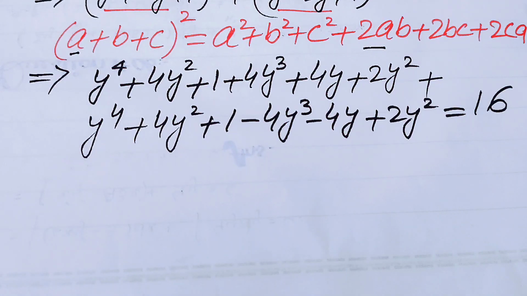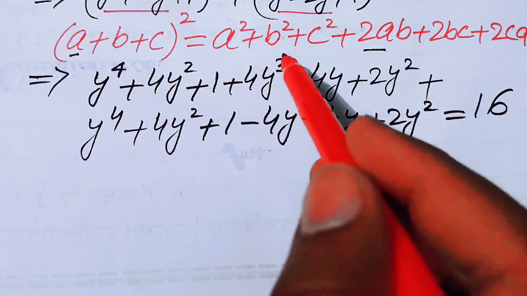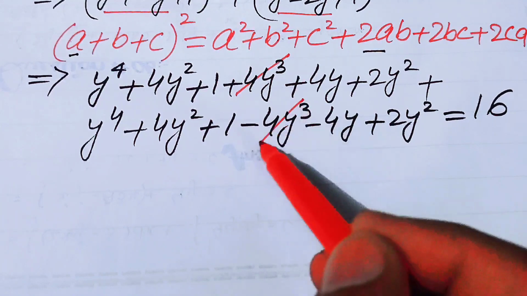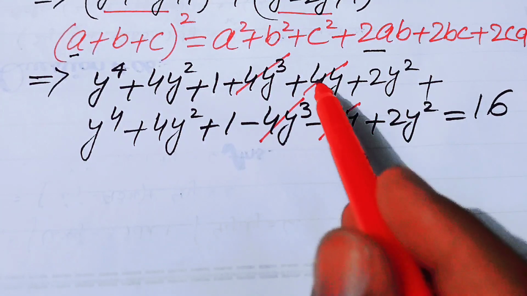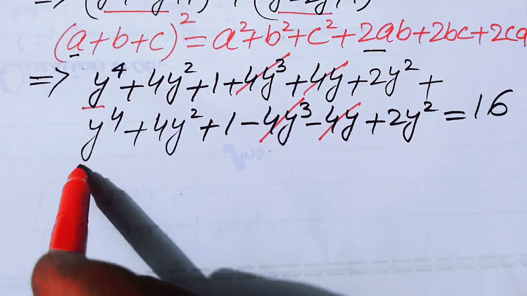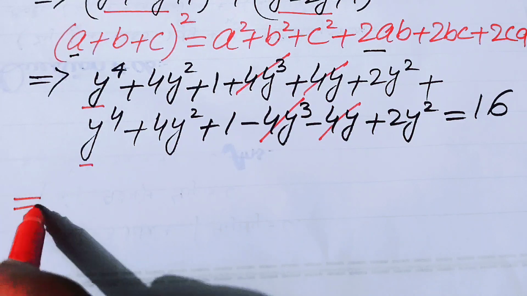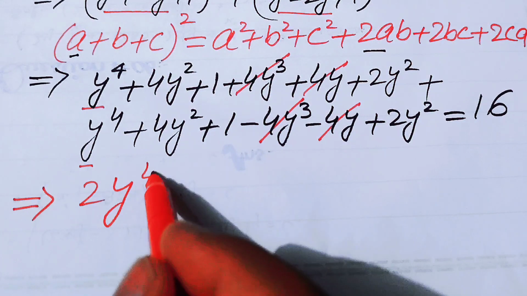And now we will make a little bit of simplification here, and you see that here we have plus 4y³, this is minus 4y³, these are gone, and this is plus 4y minus 4y, these are also gone. And now we can add y^4 plus y^4, it becomes 2 times y^4.